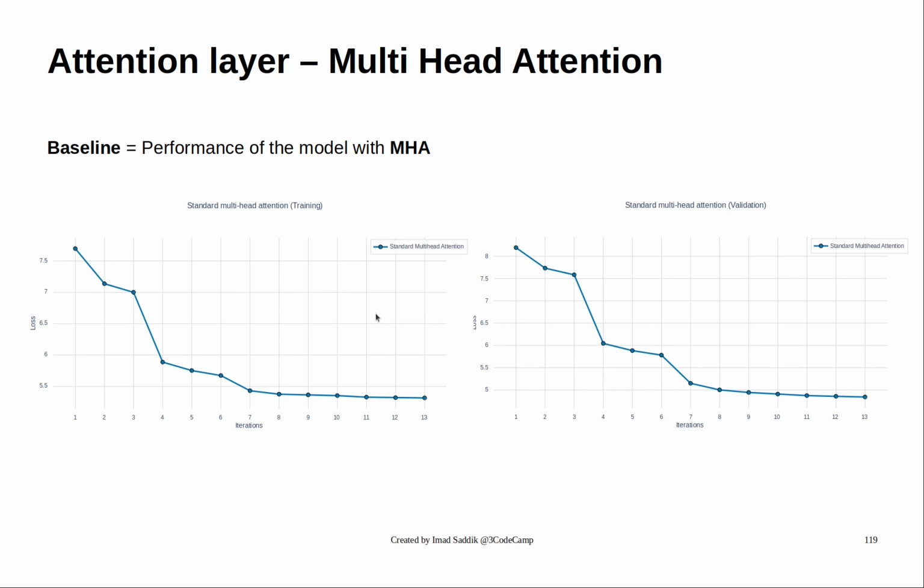In this video, we are going to consider multi-head attention as our baseline. Here are the loss curves for both training and validation. Later in the video, we are going to compare the other methods to this baseline, because multi-head attention is the method that we used in the first course, and now we want to try the other methods to see if they improve the performance of the transformer model.